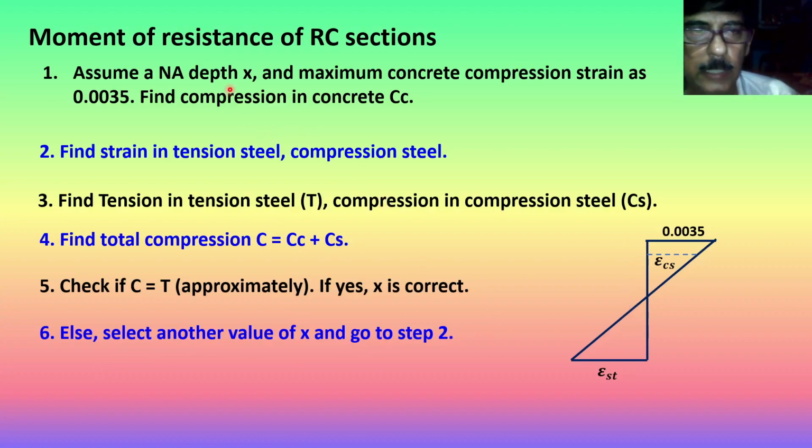Now whether x is to be increased or decreased, you can decide. If you increase the value of x, then epsilon st will be reduced, T will be reduced. If you reduce the value of x, epsilon st will increase and T will increase. So accordingly, seeing whether T is much larger than C or not, you can decide whether x is to be increased or decreased. And when C equals T, you can stop, and the moment of resistance equals C into lever arm or T into lever arm. That you know from your knowledge of RC design.